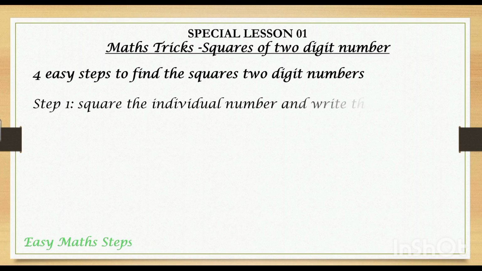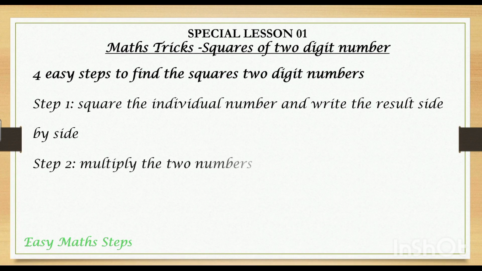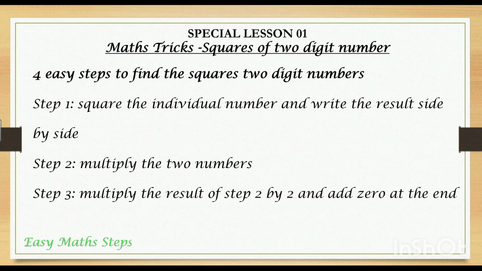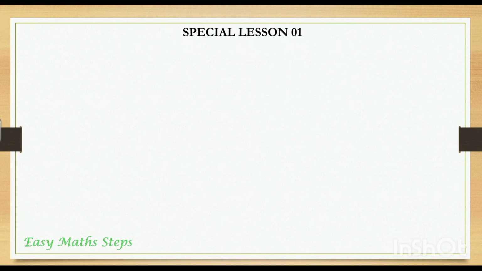Step 1, square the individual numbers and write the results side by side. Step 2, multiply the two numbers. Step 3, multiply the result of step 2 by 2 and add 0 at the end. Step 4, add the results in 1 and 3, and that gives you the final result. Now, this is theoretical. Let's go to practical. Are you ready? Okay, let's go there.